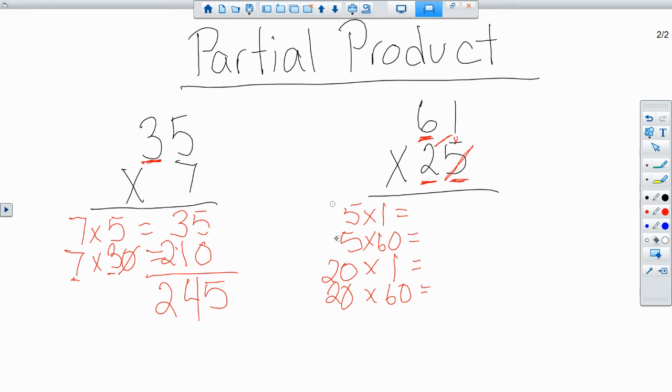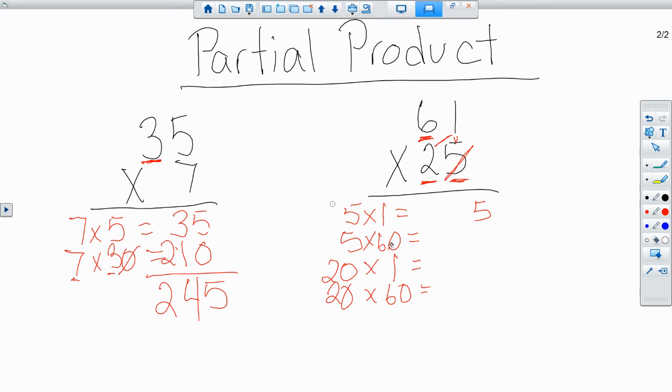So when I multiply these, when I write the answer in, I want to make it so there's space for me to write all of them. 5 times 1 is 5, but that's in the ones place. So if I write it here, it's not going to be lined up for me to add. So I want to put my 5 all the way over here so it's easy to add later.